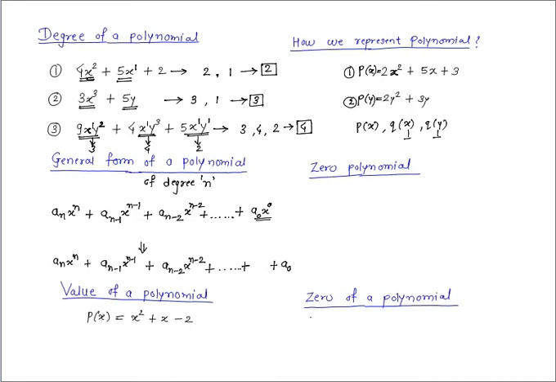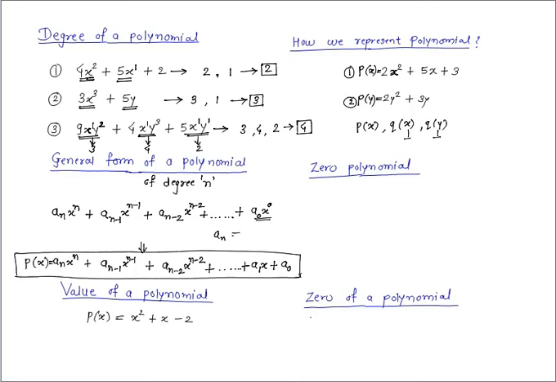So on, a0, and what will be the term before this last term? It will be a1 x. So this is the general form of a polynomial of degree n, where an should not be equal to 0. Now, what are a n minus 1, a n minus 2 here? These are coefficients in the polynomial.